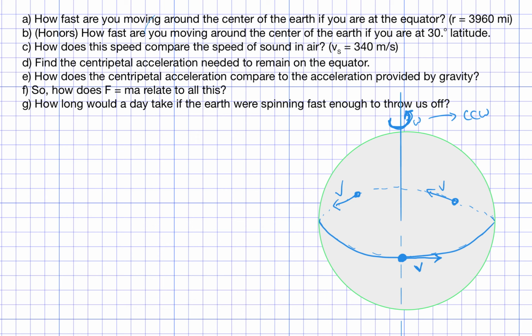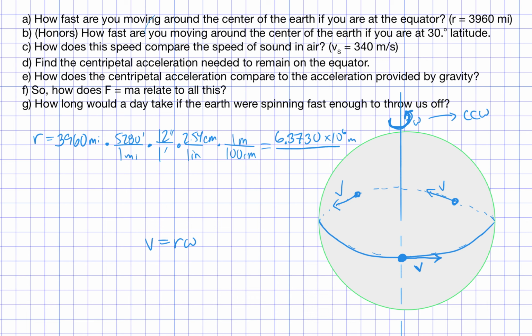All right, so how fast are you moving around the center of the Earth if you are at the equator? By the way, I'm not going to do givens and requireds here. There's just too many of those, so we're just going to walk through it. If I want to know the velocity, the equation is r times omega. Now you might say, wait, why are we going with r omega? We don't know omega, and r was given. I'll convert r into meters, something we can use.